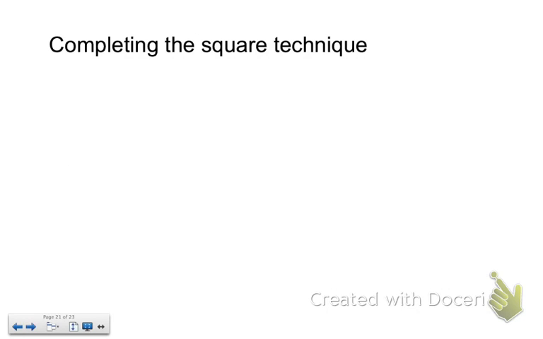Now, this slide here is a little segue into our last example. I want to mention to you the technique about completing the square. Okay. When you complete the square, the goal is to form a perfect square trinomial.